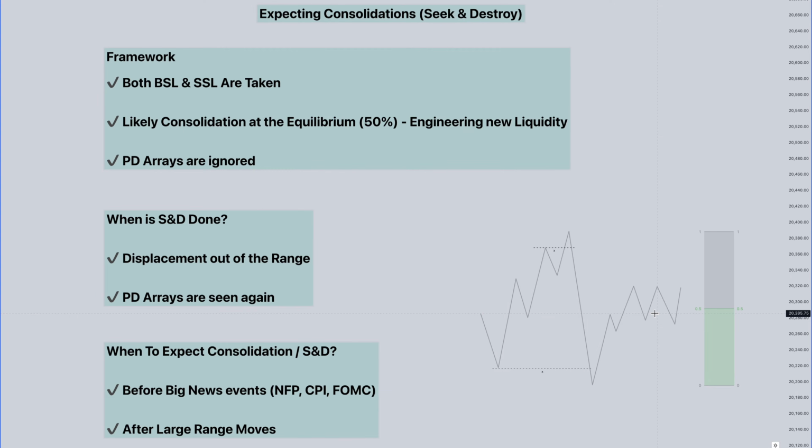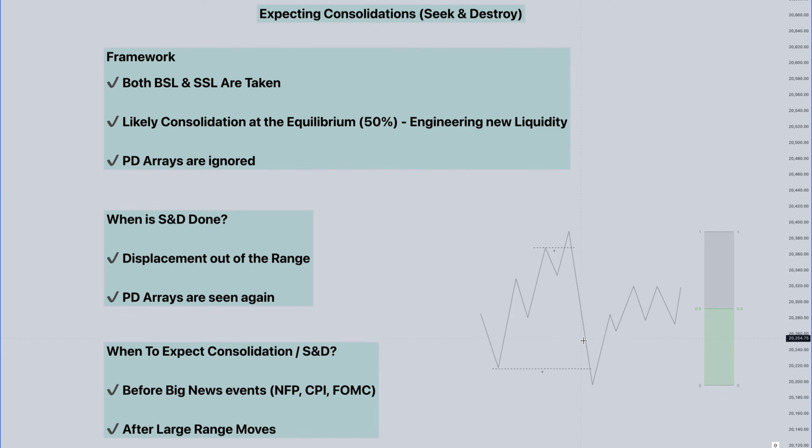And what is price doing there? Because we already took buy-side liquidity and sell-side liquidity, price is seeking new liquidity. It's engineering new liquidity. And you can confirm seek and destroy conditions when these two are already there. And then you should look at the PD arrays.